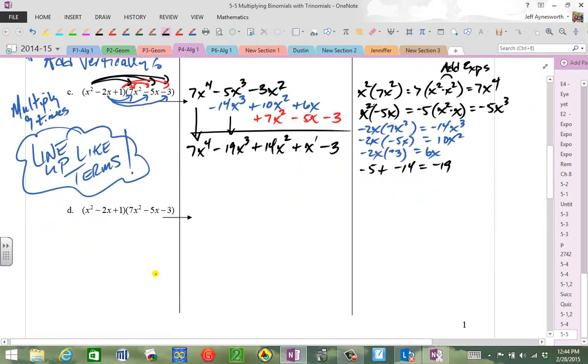Same idea on this one here as the previous one. We've got two trinomials, we're multiplying them together, so we're going to multiply 9 times, 3 times 3 is 9. So again, go slow.